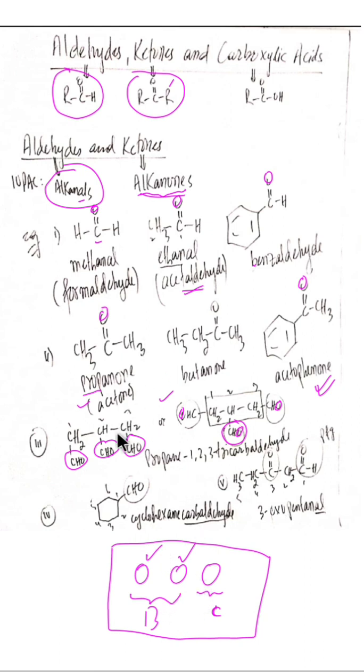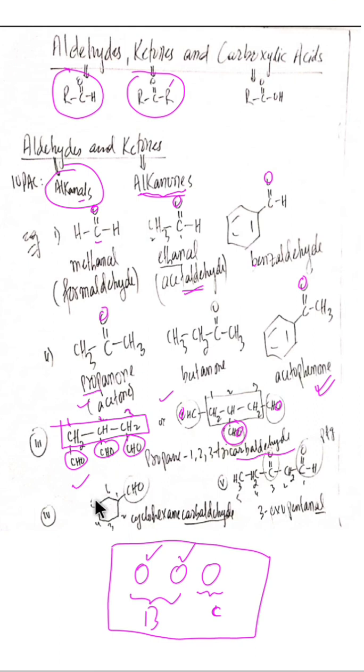So to give equal priority to these three CHO groups, they are not included in the main chain, so this is the chain. So numbering is 1, 2, 3. Okay, so this is named as propane 1, 2, 3. And if this C of CHO is not counted in numbering, then the suffix used for aldehyde is carbaldehyde. So propane 1, 2, 3 tricarbaldehyde. Okay, similar is the case here also.